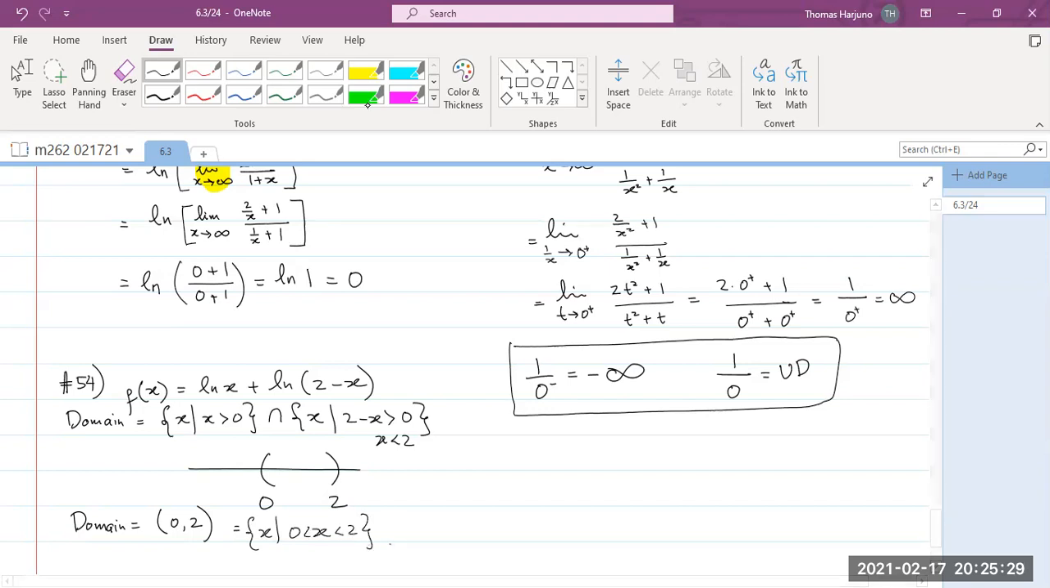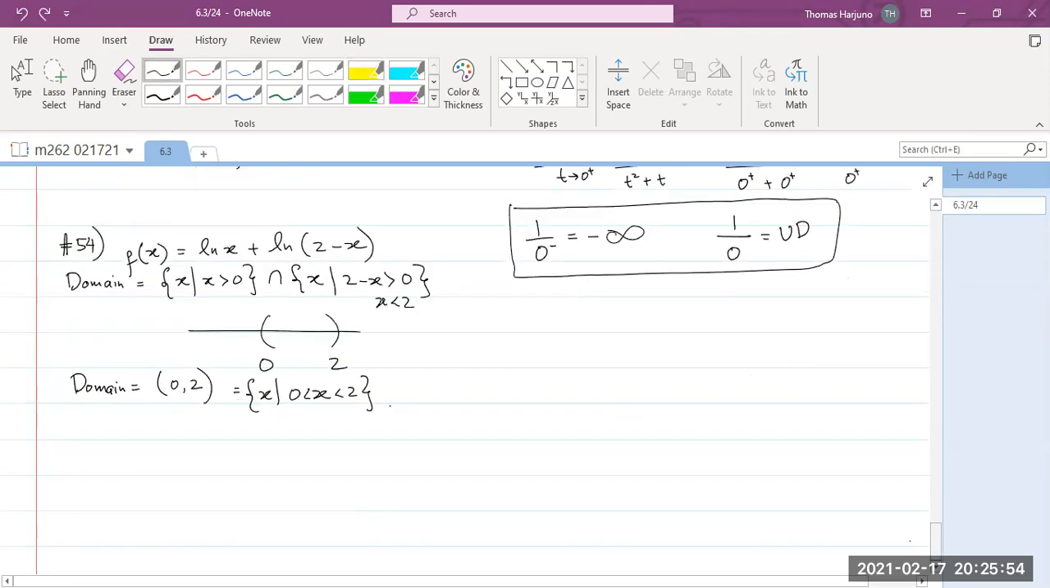For example, if you plug in x equals 10, it will be okay here, but 2 minus 10 is negative, so it doesn't work. So remember, the argument for log is strictly positive. Number 56, I think that's an interesting question.